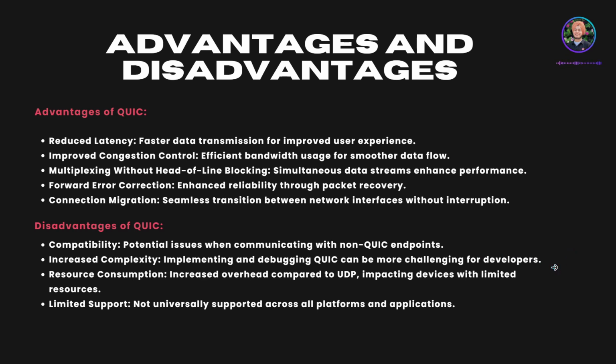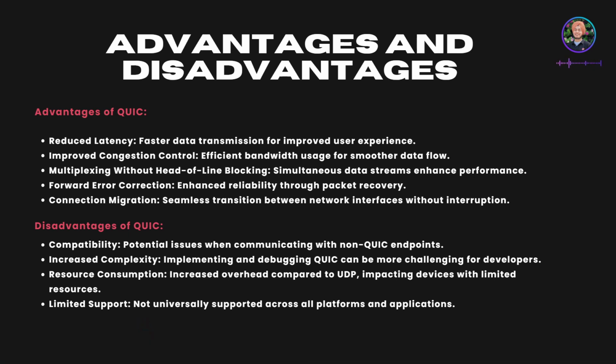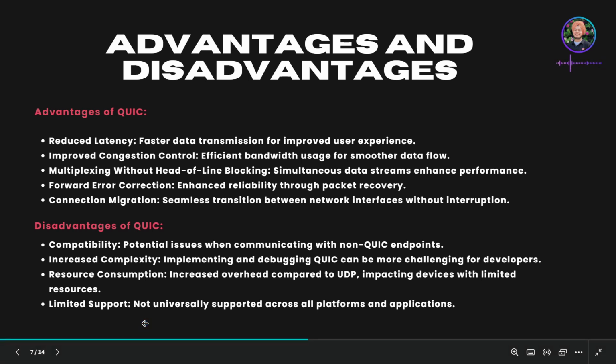Another disadvantage of using QUIC is resource consumption. QUIC introduces additional overhead compared to UDP due to features such as encryption and connection management, which may impact resource consumption on devices with limited processing power or bandwidth. Next is limited support. While major web browsers and services are increasingly adopting QUIC, no doubt, support for the protocol may not be universal across all platforms and applications, leading to fragmentation in the networking ecosystem.